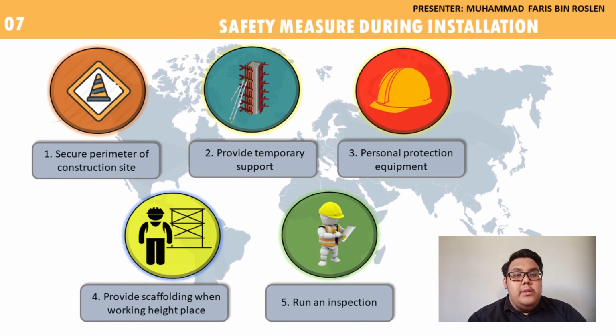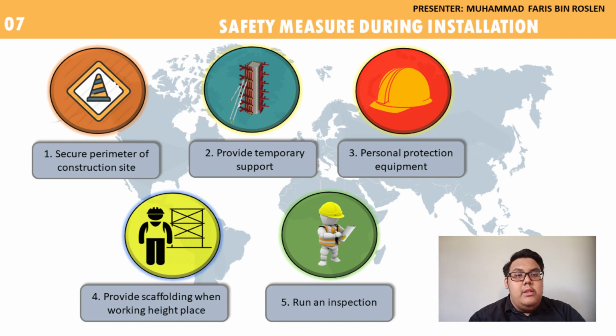For safety measures during the installation of the shell roof, I want to highlight 5 safety measures that need to be done during the work. The first one is to secure the perimeter of the site. Installation of the shell roof involves working at a high place, so it is important to secure the perimeter of the site to prevent accidents to the workers and the public. Second, provide adequate support to the roof structure. This safety measure will prevent uplift and will support the concrete. If not, the concrete will be bent and, even worse, can collapse to the ground.